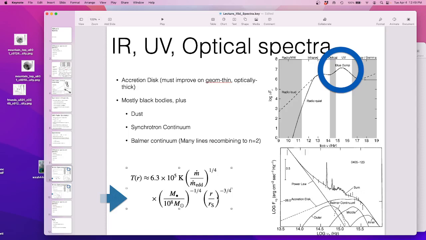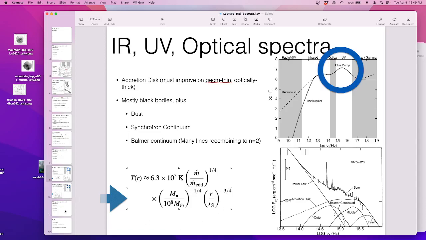It gets cooler, but near the black hole, it's really hot. So this is 10 to the 5 Kelvin, pretty hot, times the accretion rate, goes up with that, times the mass, times the radius. So these are hot things, and they give you black bodies. And that's really all I have to say about the inner disk, and I'm done talking for the day.